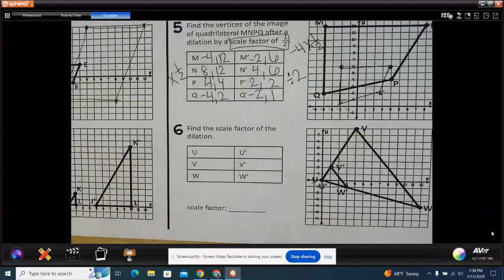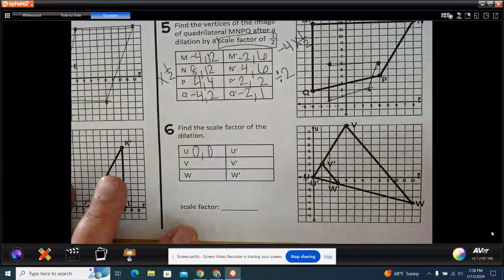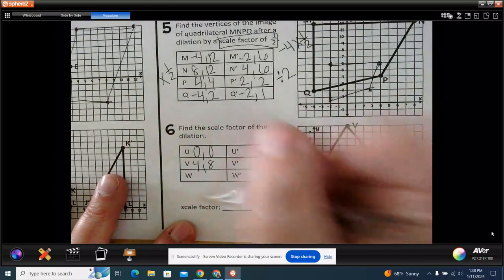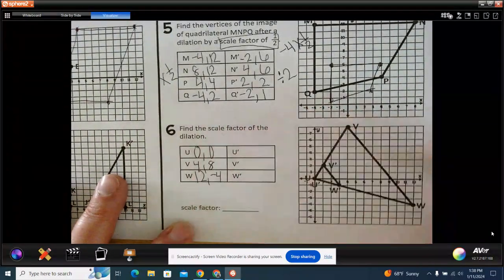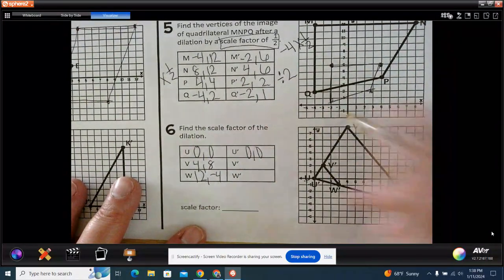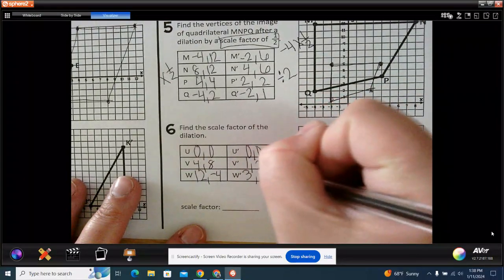All right, and then for our last one, finding the scale factor. So find the points first. U is at 0, 0. V is at 4, 8. W is at 12, negative 4. U prime is at 0, 0. V prime is at 1, 2. And W prime is at 3, negative 1.